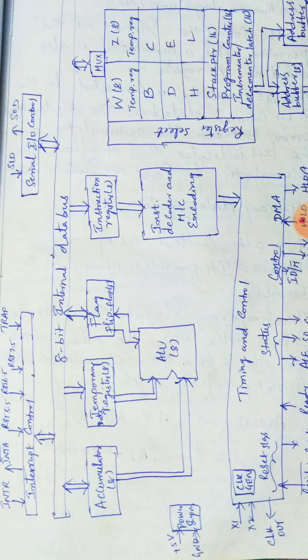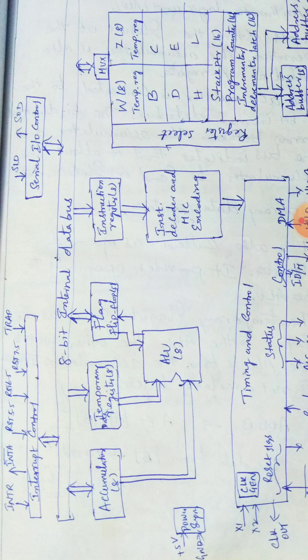The accumulator is an 8-bit register always associated with the ALU. Just see the diagram: one input to the ALU is the accumulator, and another input is from the temporary data register. Let me explain this concept with an example. Take the instruction ADD B. The content of the accumulator is added with the B register and the result is stored in the accumulator. That is the concept of the ADD B instruction.